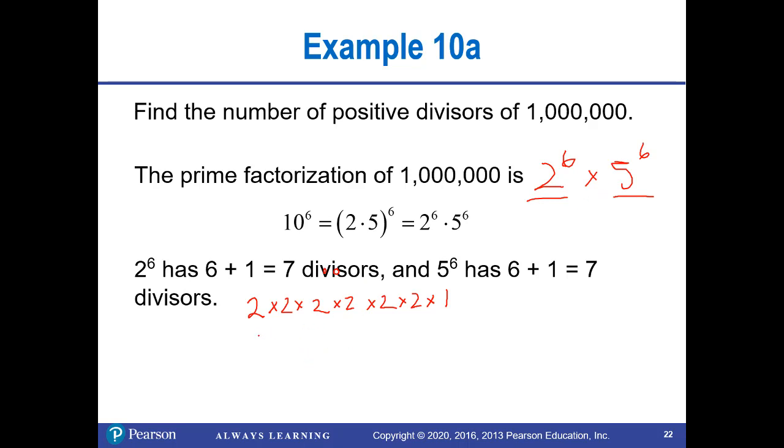5 to the 6th, it's going to be the same thing. 5 to the 6th is 5 times 5 times 5 times 5 times 5 times 5 times 1. So again, 7 divisors. So we have 7 divisors for 2 to the 6th. We have 7 divisors for 5 to the 6th. Then we use our fundamental counting principle when we have choices. And we have a total of 7 times 7. 7 for this, 7 for this. We have a total of 49 divisors.